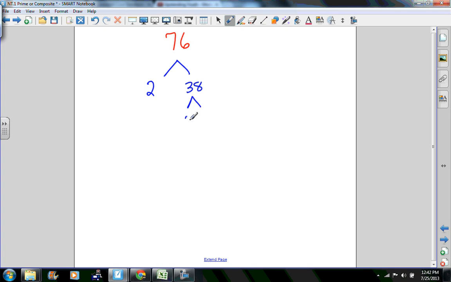We can break this up into 2 again. And this is 19. 19 is prime, so we can't break it up. There's our factor, 2, 2, and 19. So 76 equals 2 times 2 times 19. And that's our answer. Okay? Sometimes they'll write this as 2 squared times 19. And we'll talk more about that when we get to exponents, which is later in this unit. So try these two on your own. See what you get.